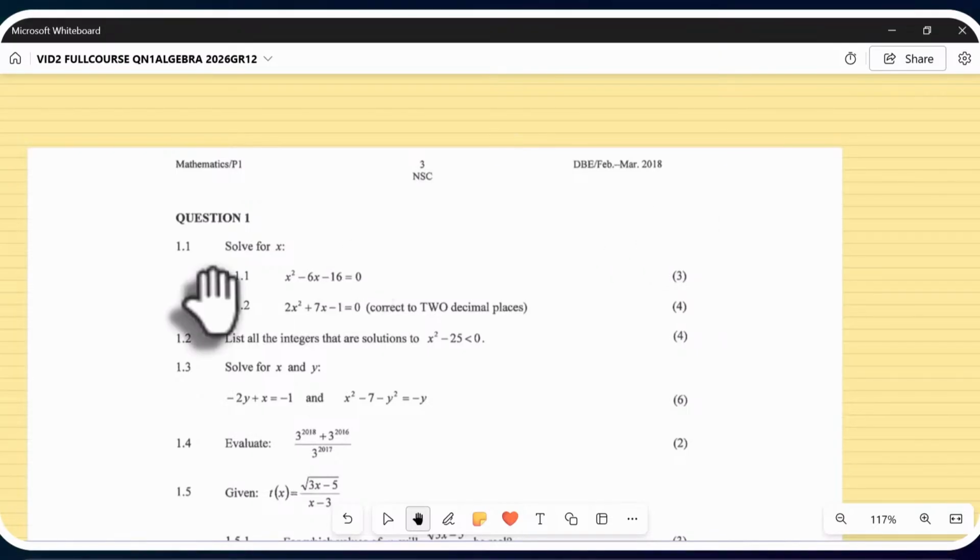You see it here. They say solve for x as well. Now, what are the factors here? Look for two numbers that multiply to get negative 16 and when you add, get negative 6. What are the factors going to be? So we have two brackets again here, and we have x here.